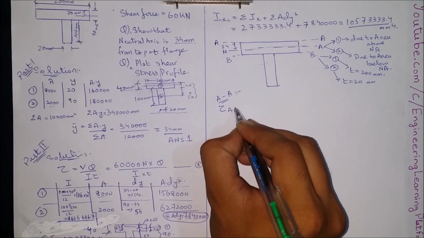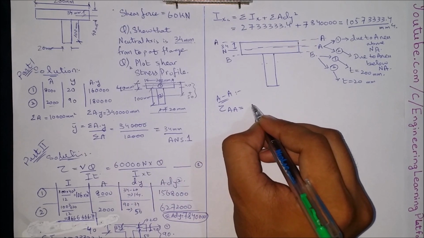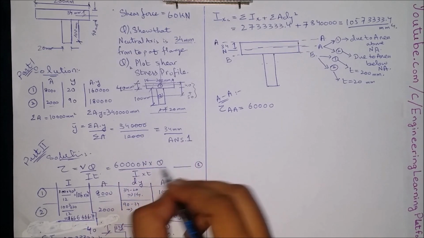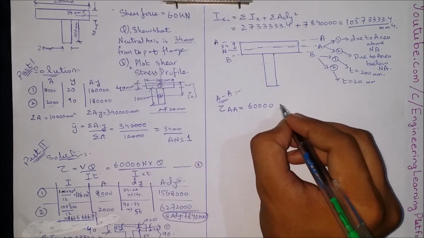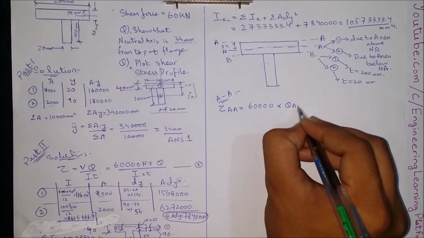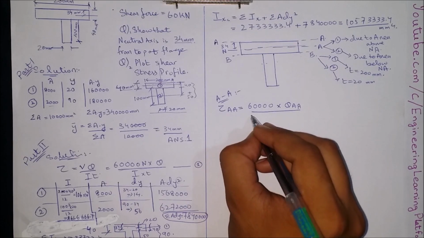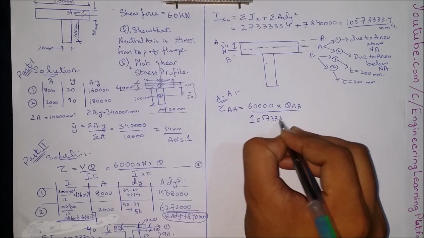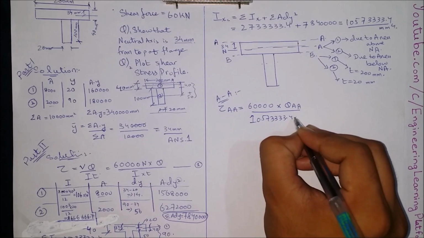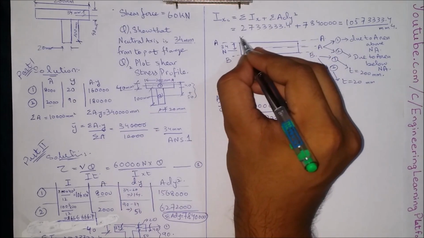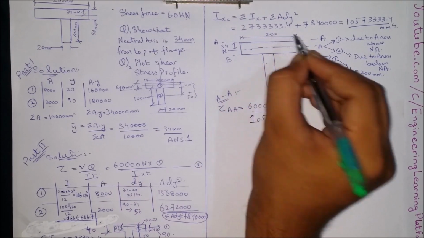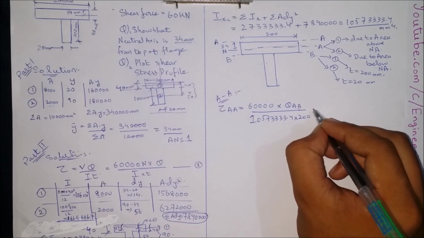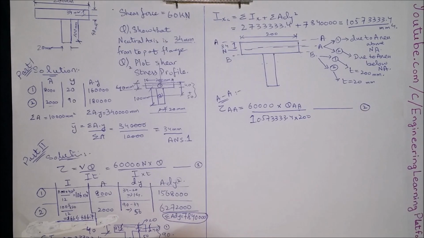So tau AA is equals to 60,000 Newton. The equation A is used in each fiber stress calculation. Divided by the moment of inertia, which was 10573333.4, into the thickness at fiber A, which is 200 millimeters. First we will find out the Q. Let's call this equation number 2.